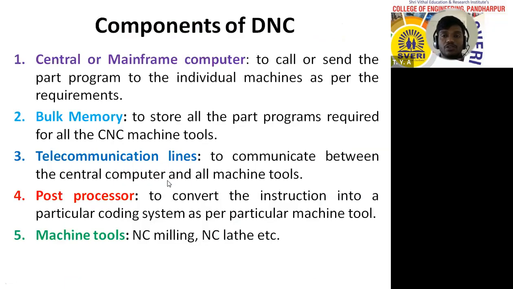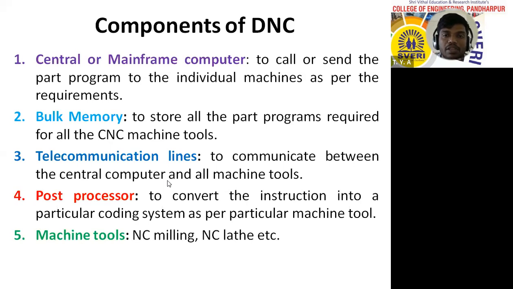What are the different components of the direct numerical control machines? First is central or mainframe computer, म्हणजे तुमचा महत्वाचा मधला एक मेन फ्रेम कम्प्युटर, then bulk memory, then telecommunication lines through which we are going to join all the computers, then post processor and machine tools. So first, central computers to call or send the part program to the individual machines as per the requirement. Suppose 10 machines आहेत, 10 machine मधल्या 5 नंबरच्या machine वरती मला program send करायचा आणि तिथे मला मॅन्युफॅक्चरिंग करायचं आहे. मी सेंट्रल कम्प्युटरवरती बसून 5 नंबरच्या मशीन वरती प्रोग्राम सेंड करणार. सो दिस इज द इम्पॉर्टंट वर्क अँड यू कॅन हँडल ऑल द कम्प्युटर्स थ्रू दॅट मेन कम्प्युटर at anywhere.